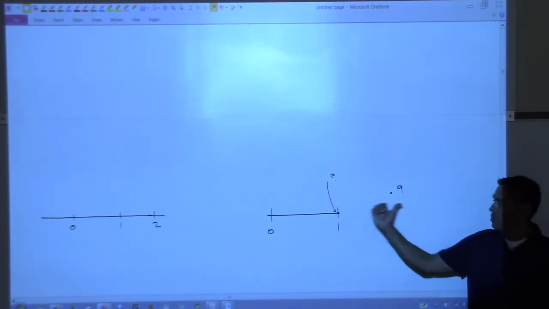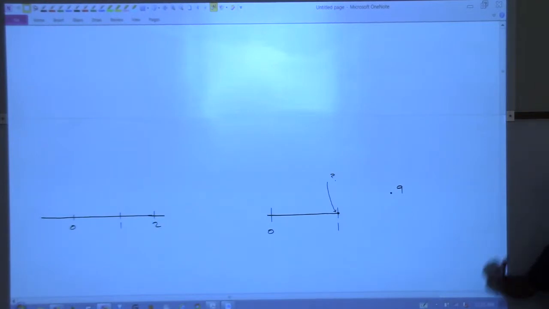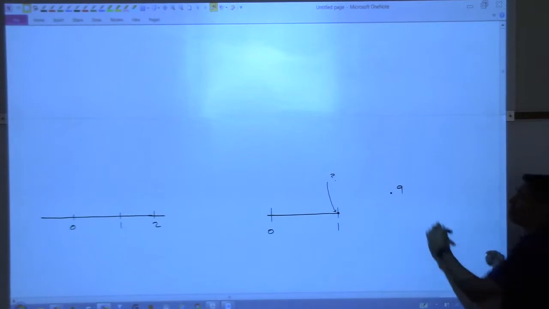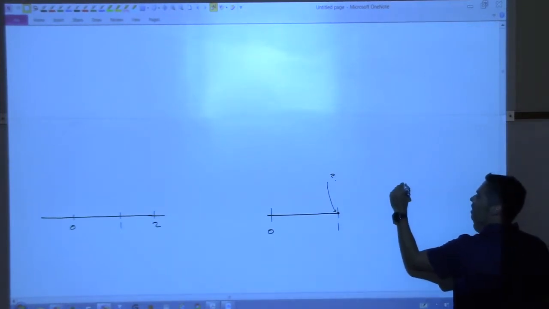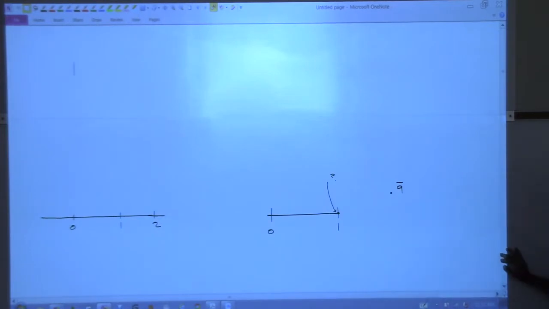Infinity's way out this way. It keeps going forever. You could decimal that out. Oh, yeah, I see what you meant. So you're saying 0.9 with the line on top? Okay, so that right there? Yeah, there you go. Because that can go on forever.